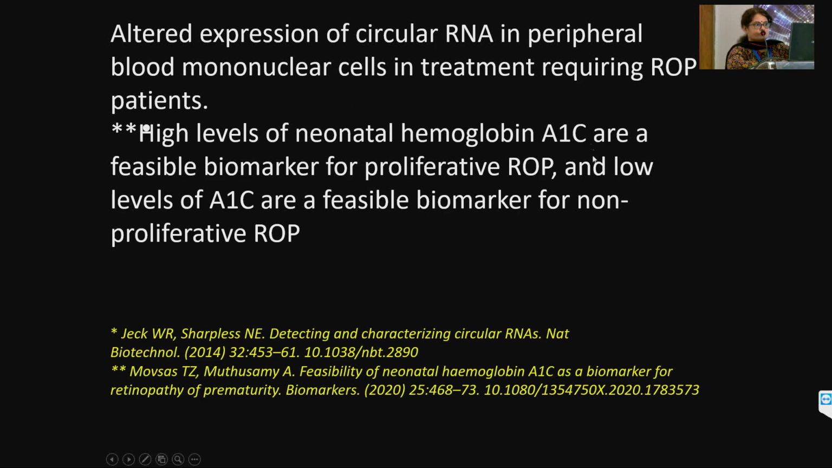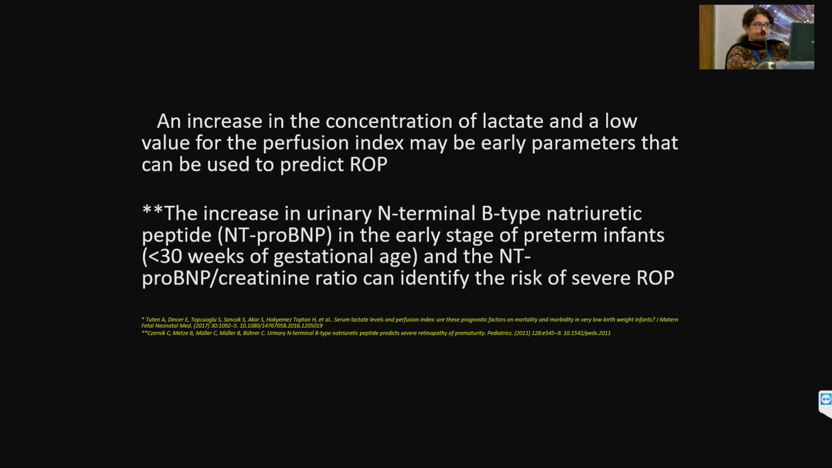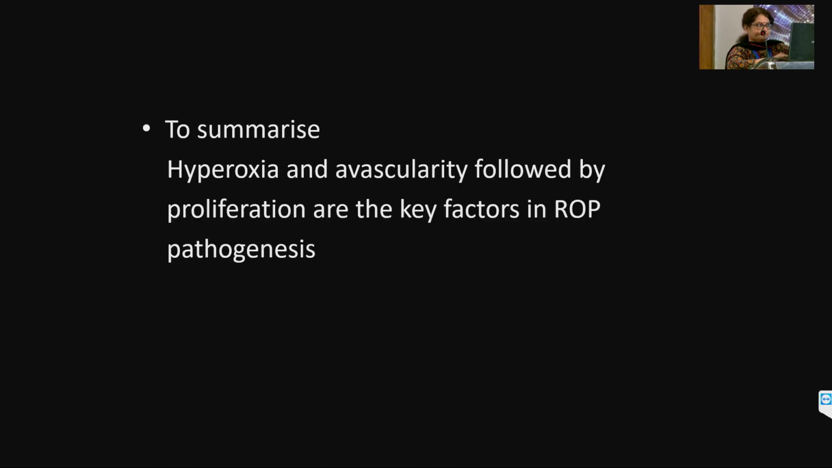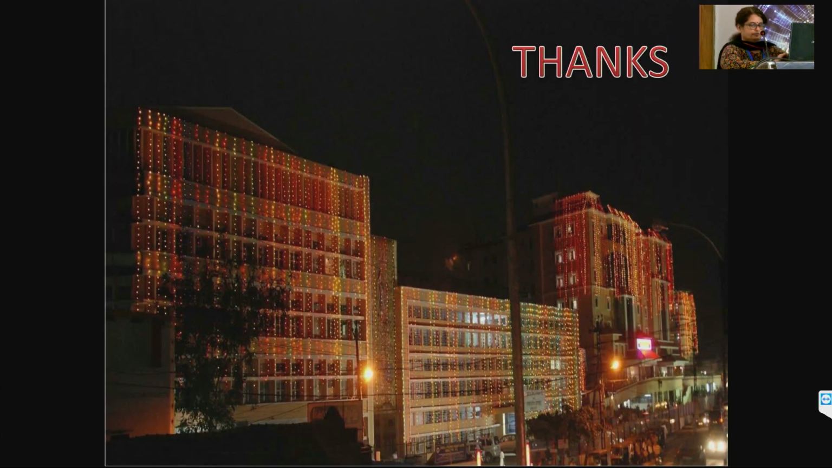And this is also an interesting thing, that high levels of neonatal HbA1c are a feasible biomarker for proliferative ROP, and low levels are biomarkers for non-proliferative ROP. Then come all the experimental ones like lactate, urinary N-terminal B-type natriuretic peptide, etc. So to summarize, hyperoxia followed by avascularity, followed by proliferation, these are the steps that happen in ROP pathogenesis. Thank you.